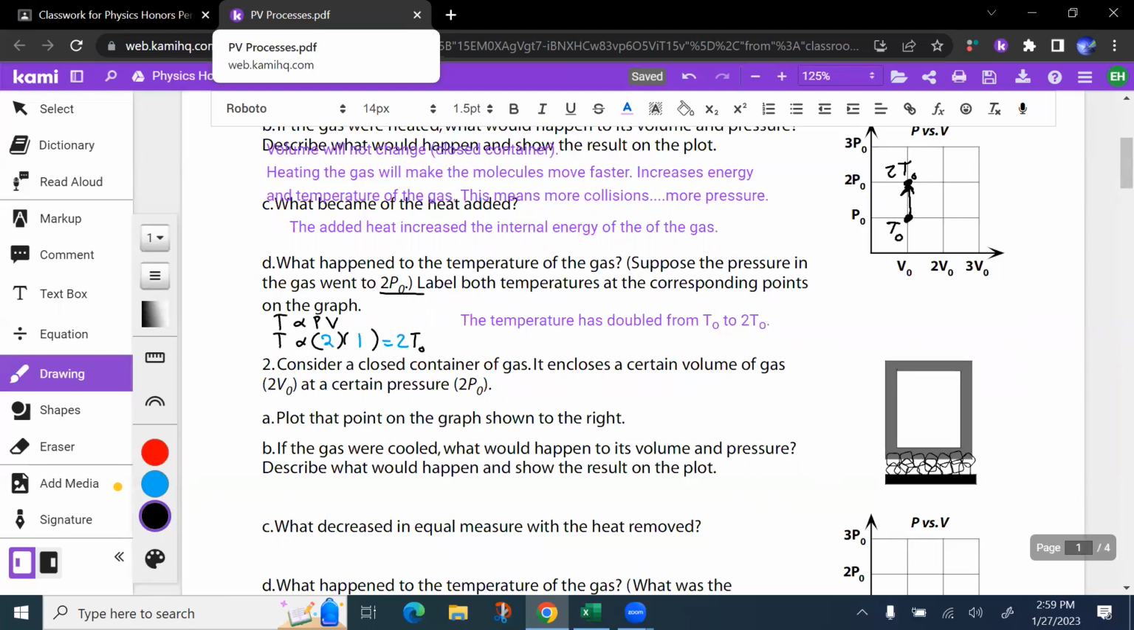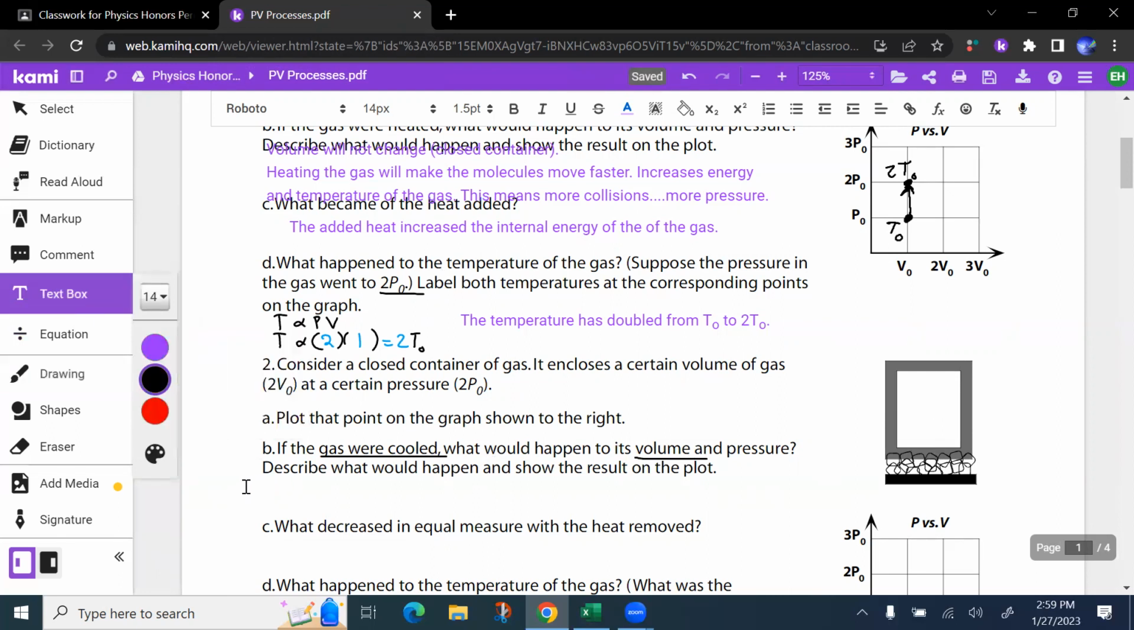Part 2, consider a closed container of gas. This time it's still a closed container, but this time it's sitting on an ice bucket. What that's going to do is help remove the heat. So the gas is now cooled this time because the heat is removed. So what's going to happen to the volume and pressure? Well, what's going to happen to the volume is nothing. Volume does not change.